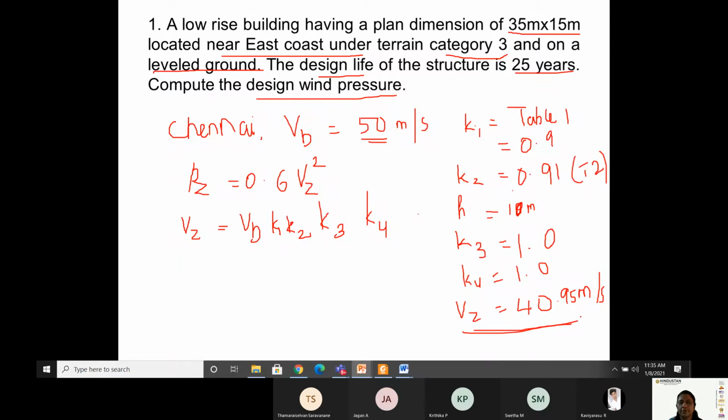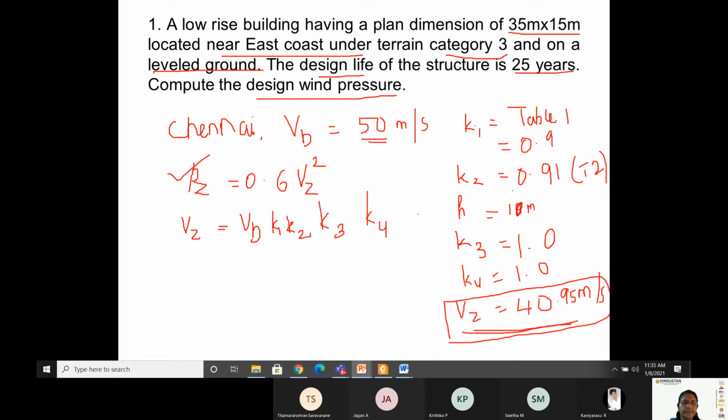So you need not design your building for the basic wind speed. It is reducing now. When you take the design wind speed from the basic wind speed, it reduces to 40.95 meters per second. Once you know the design wind speed, you can calculate the design wind pressure, Pz.